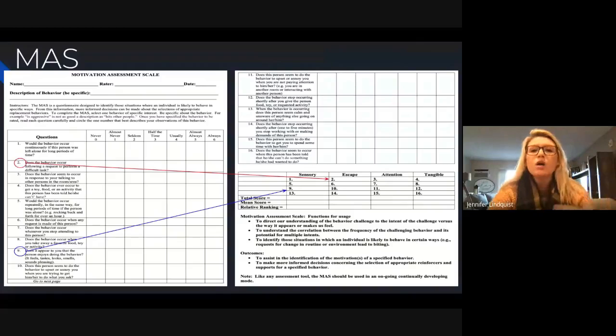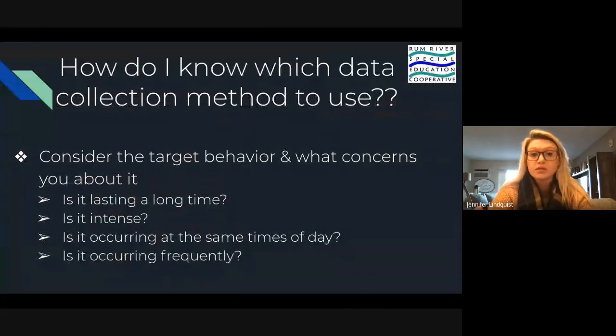So how do I know which data collection method to use? Because that's a ton of data collection methods, and I don't know which one. So we need to consider the target behavior and what concerns we may have about it. Is it lasting a really long time, disrupting a bunch of their day? Is it super intense? Is it occurring at the same times of day? Or is it occurring really frequently? Each of these concerns will help us know what type of data we want.